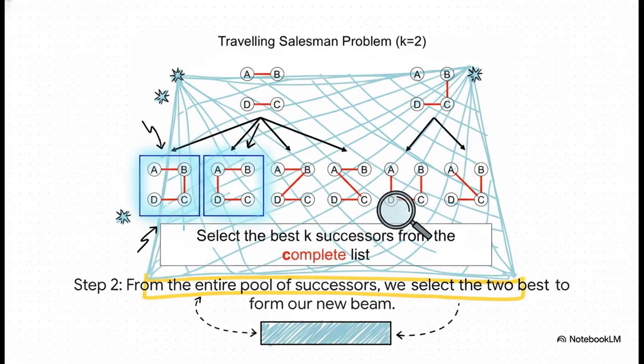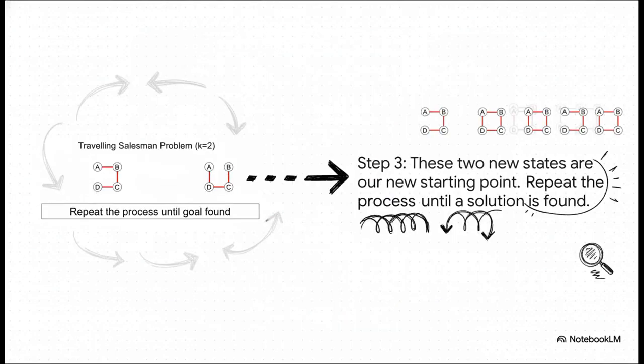Now, for the most important step, selection. We look at that entire pool of next step options we just generated. We calculate the total length for each one. And since we want the shortest tour, we pick the 2 routes with the lowest total length. Those 2 winners, highlighted right here, become our brand new beam. They're our new search party. And from there, the process just repeats. These 2 new tours are our new starting point. We generate their successors, pull them all together, pick the best 2, and so on. We keep doing this iteration after iteration until we have a complete and hopefully optimal tour.